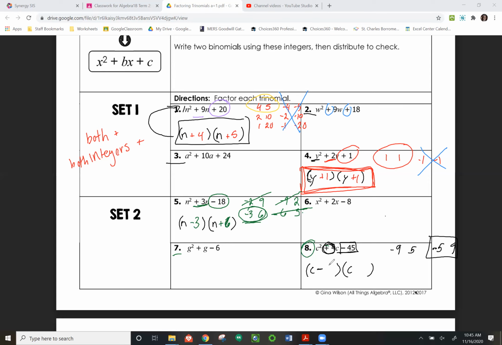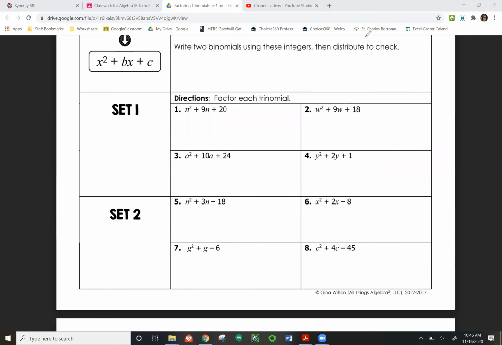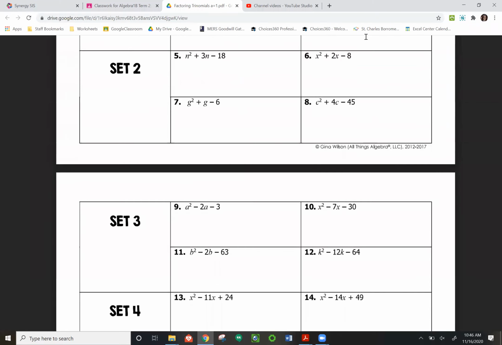So if you decide to make a list and you see it right off the top, okay, if you see it right away, don't keep going on with your list. If you find it, just go ahead and write it down. I have C minus 5 times C plus 9, okay? Now there's other things that multiply together to give me negative 45. I could have kept going, but we found our winner, so we can stop there. Okay, let's go ahead and look at these other sets.